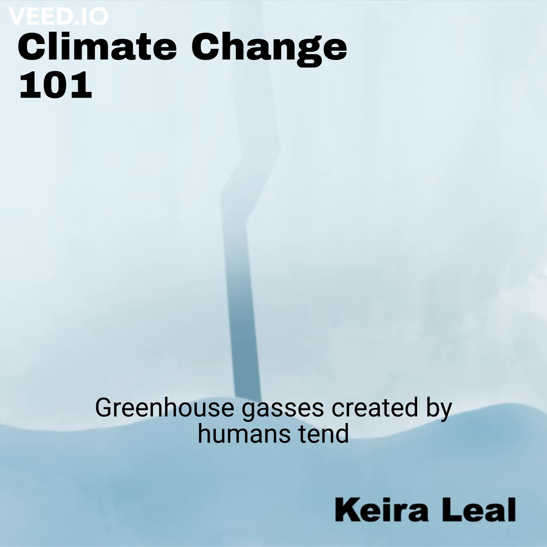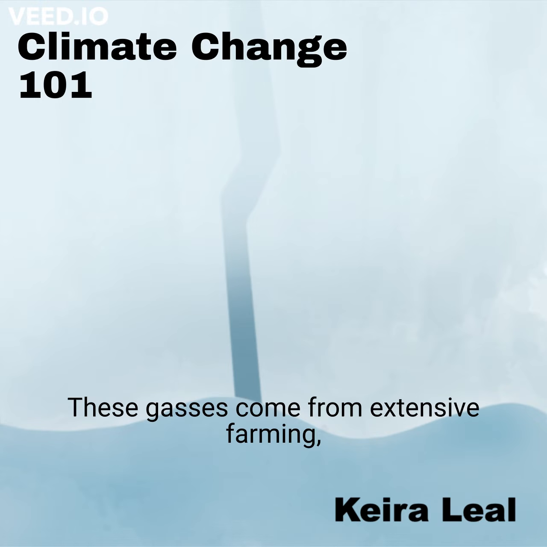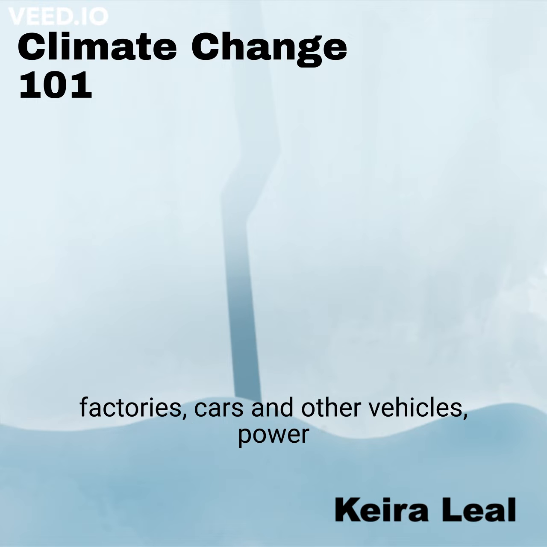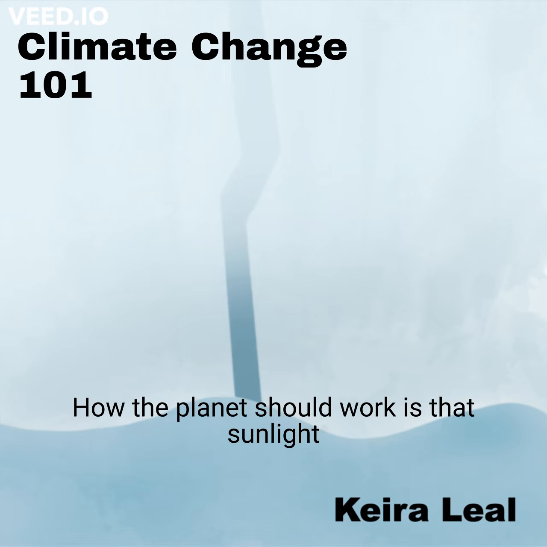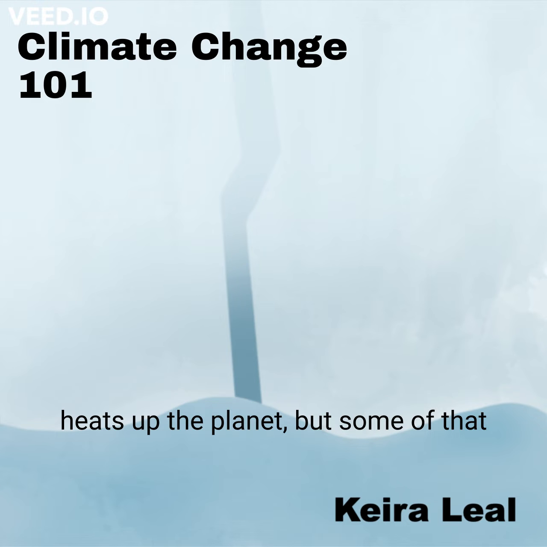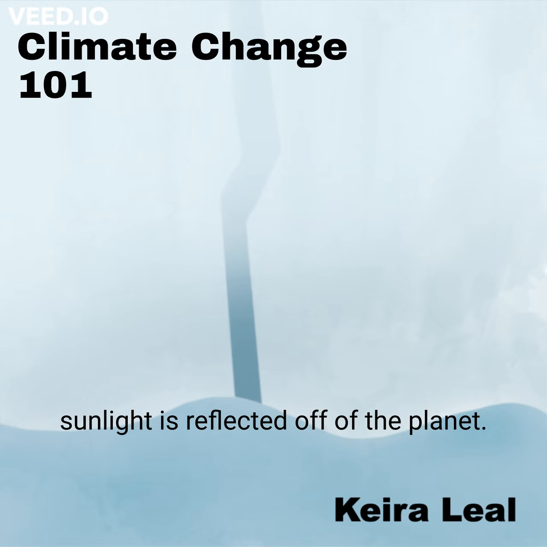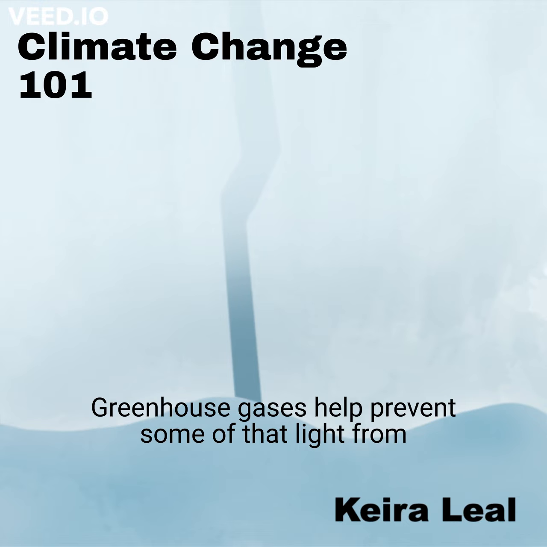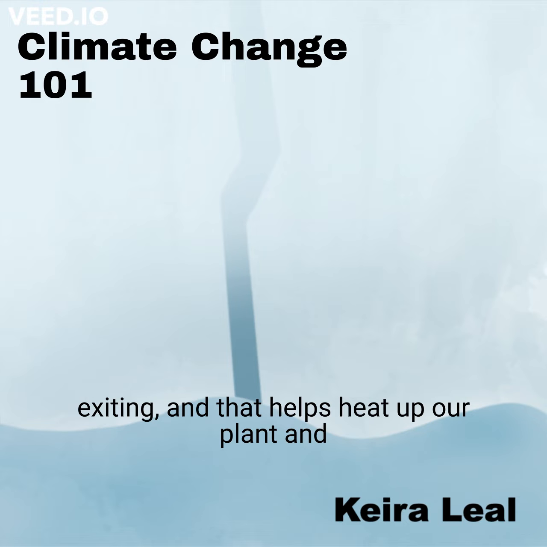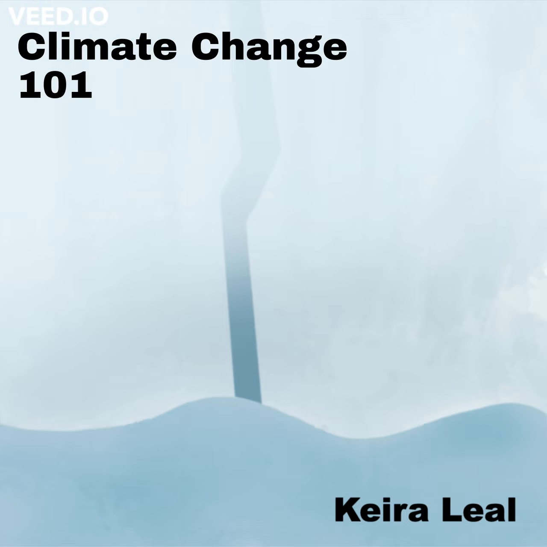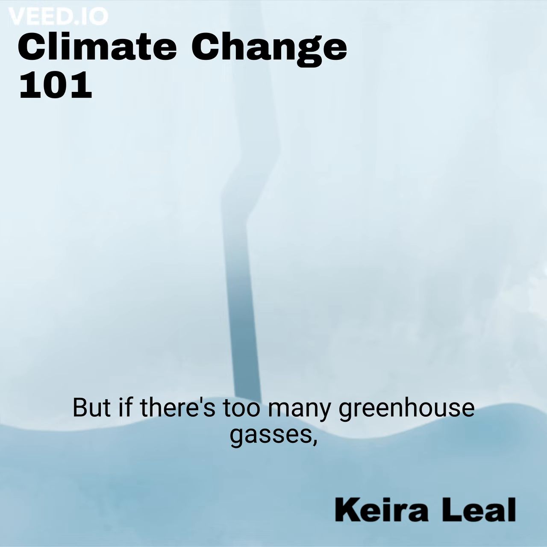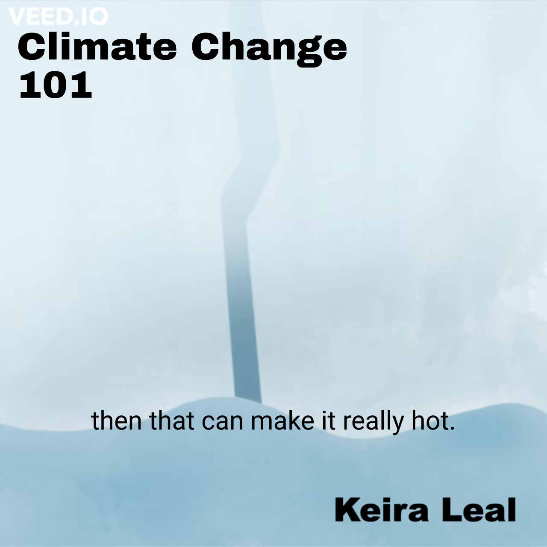Greenhouse gases created by humans tend to heat up the planet. These gases come from extensive farming, factories, cars and other vehicles, power plants, and many other sources. How the planet should work is that sunlight heats up the planet, but some of that sunlight is reflected off of the planet. Greenhouse gases help prevent some of that light from exiting, and that helps heat up our planet and keep it nice and warm for life to exist.